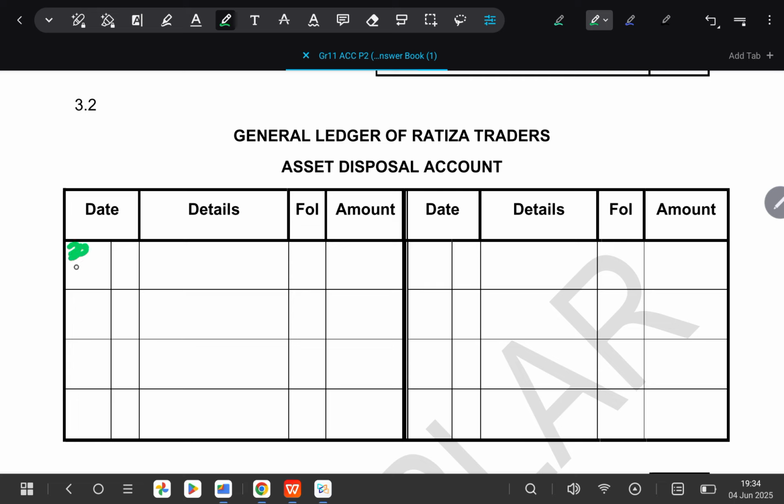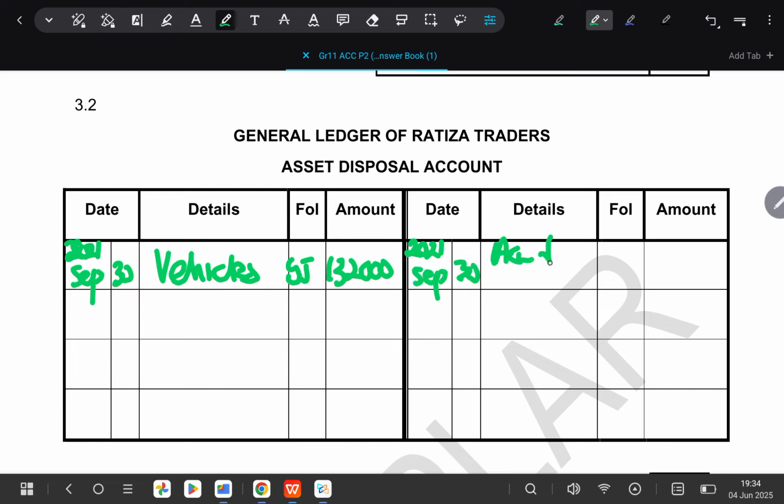2021. It's actually supposed to be 2021 September the 30th, and then we have vehicles here. Remember, when you sell, you debit your asset disposal, you credit your vehicle, so it means asset disposal will be debited. General, and then we have 132,000 here, and then this side you are going to have 2021 September the 30th, and then you're going to have accumulated depreciation on vehicles.